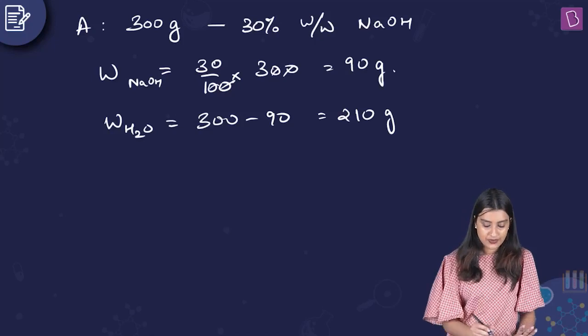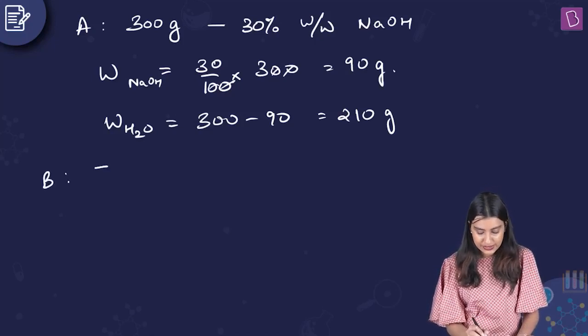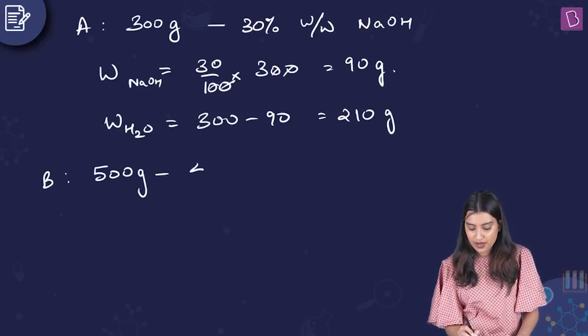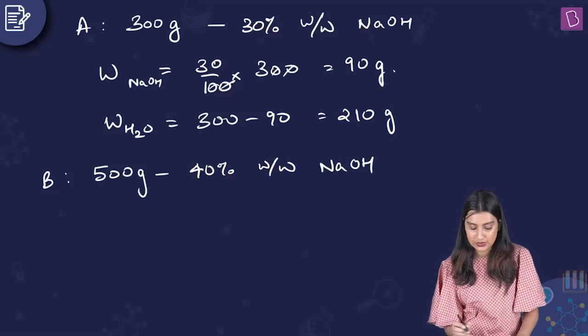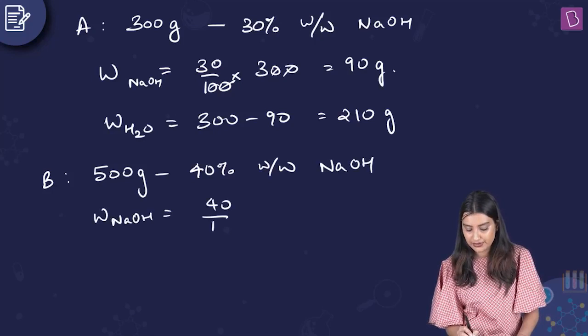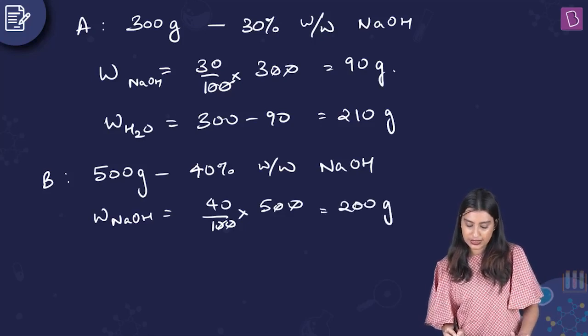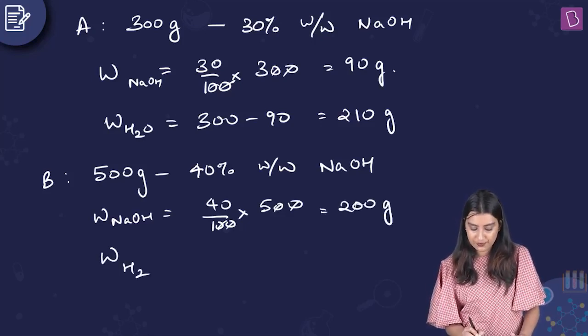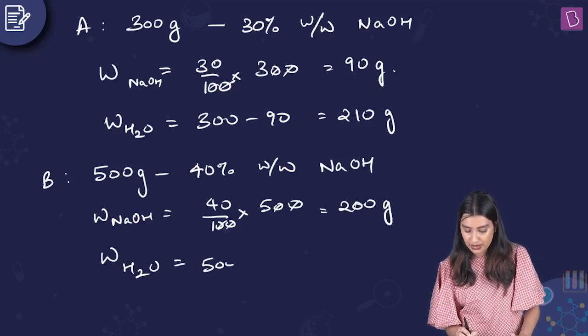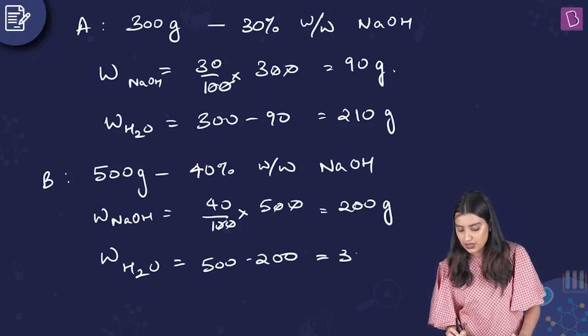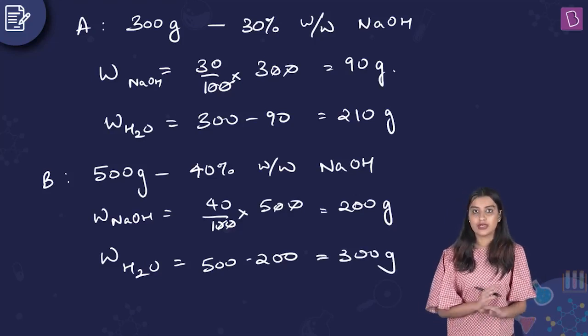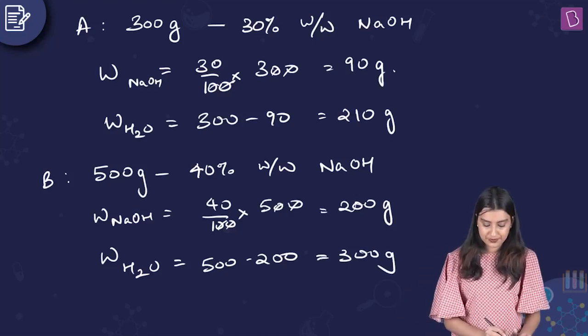Sorted? Great. Now we have solution B, which is 500 grams of 40% weight by weight NaOH. Correct? So, what is the weight of NaOH in solution B? You have 40 by 100 into 500. Okay? So, this is going to be 40 into 5, 200 grams. Okay, cool. Now, what is the weight of water? You have 500 minus 200. So, this is going to be 300 grams.